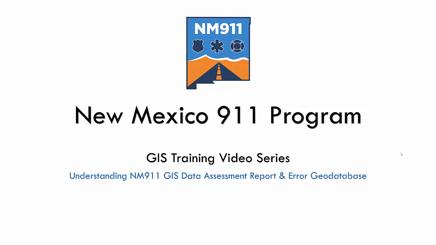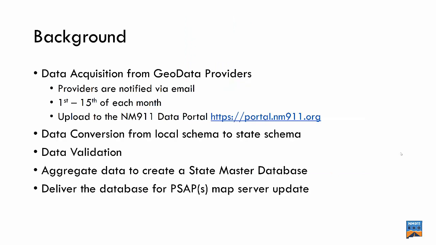The video provides an overview on how to interpret the NM911 GIS data assessment report and the error geodatabase. Each month from the 1st till the 15th, the NM911 program collects GIS data from the geodata providers across New Mexico via the NM911 data portal. Data received from various providers are then converted to a state schema, validated for accuracy, and aggregated into a statewide master database, which is then provided to the PSAPs for the emergency response operations.